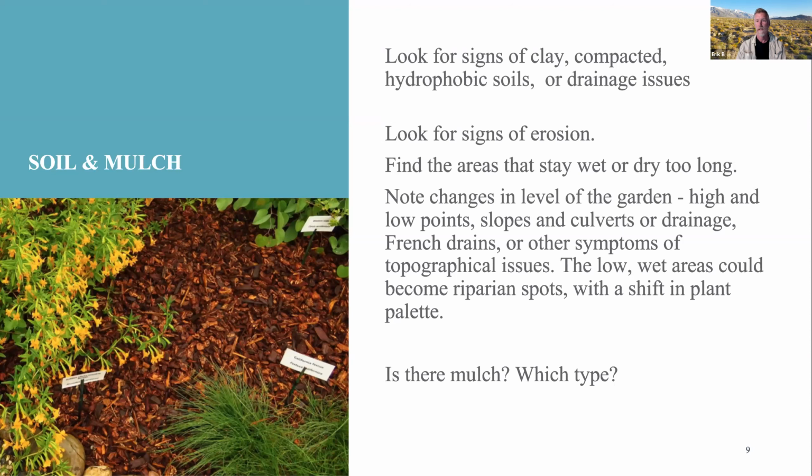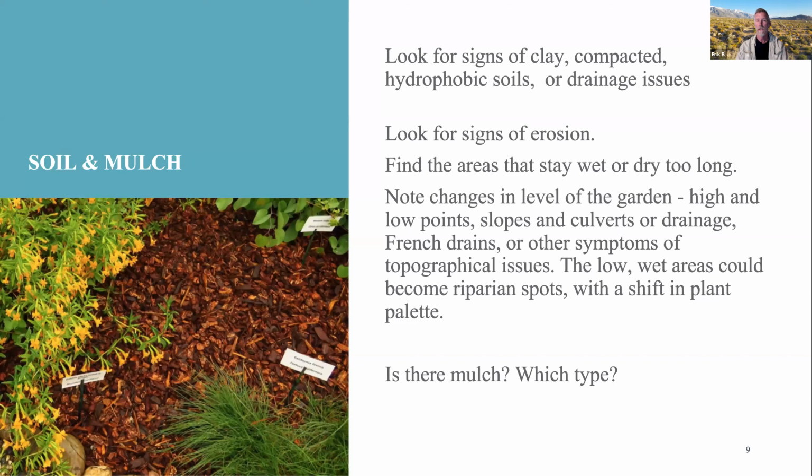So look for signs of compacted clay, hydrophobic soils, drainage issues. You'll probably be able to identify the drainage issues, but you'll also be keeping an eye on what the slope of the garden is. Usually you can walk in and smell the soil, especially if there's especially bad drainage in a certain area, or you can just notice that something's going on there.